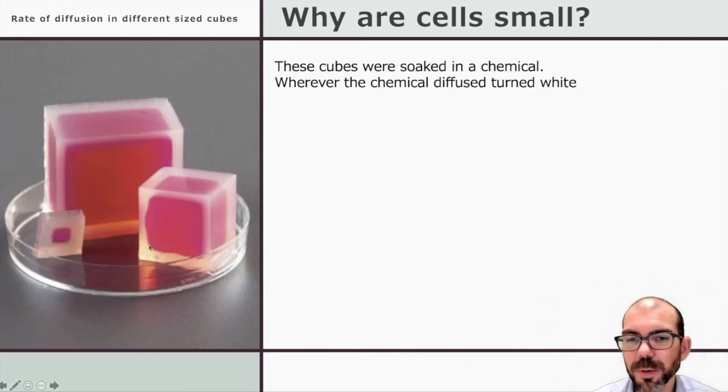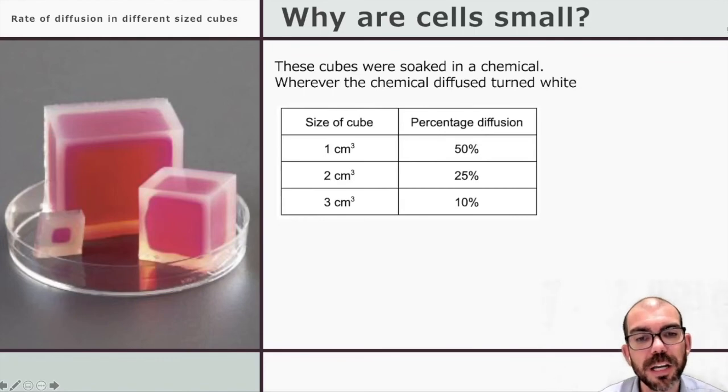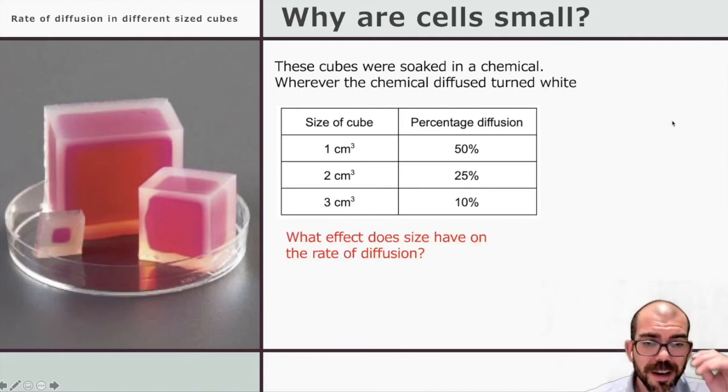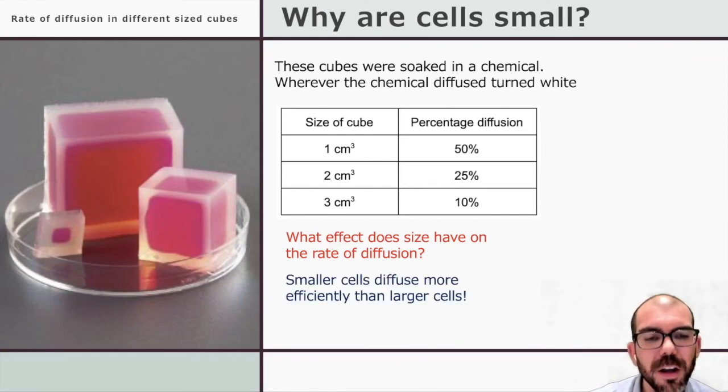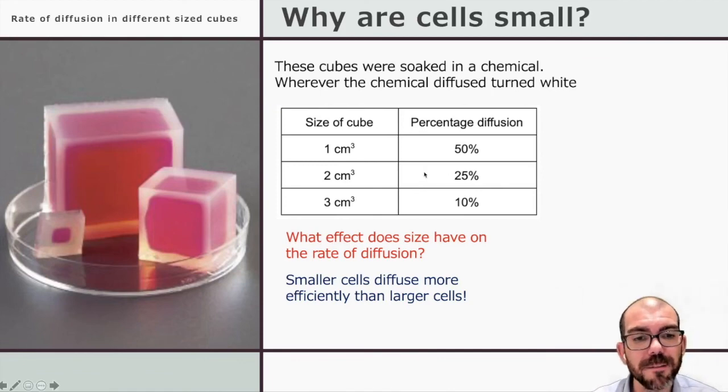You can see a small cube, a medium cube, and a large cube. Here's the percent diffusion that happened for each size. The 1 cubic centimeter cube diffused about 50%, about halfway through the cell. 2 centimeter, only about 25%, and the large one only about 10. So what effect does size have on the rate of diffusion across that cell membrane? Everything. Smaller cells are able to efficiently diffuse food in and waste out. But notice that the larger cells weren't able to readily diffuse as much. I only had 25% diffusion in the medium and 10% in the large.